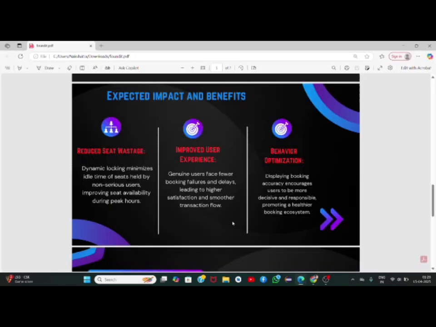Let's go back to the PPT. So what are the expected impacts and benefits? The first impact is reduced seat wastage. Customers have to wait a very small amount of time before he or she gets the opportunity to book the seats. Second, improved user experience, and thirdly, behavior optimization.